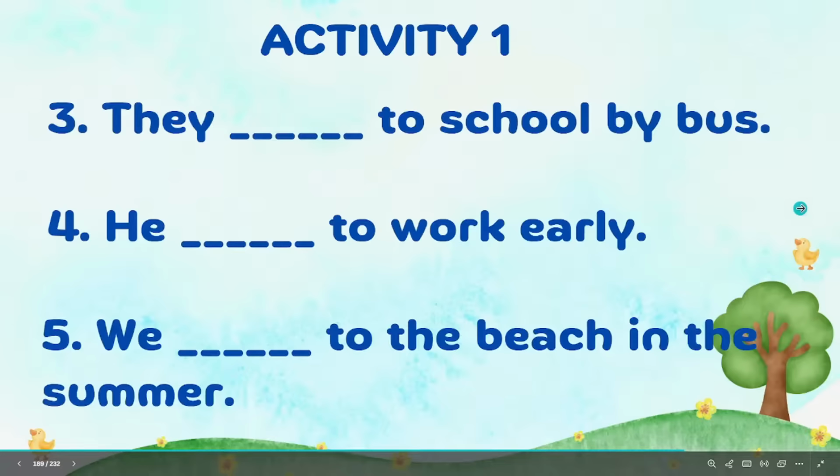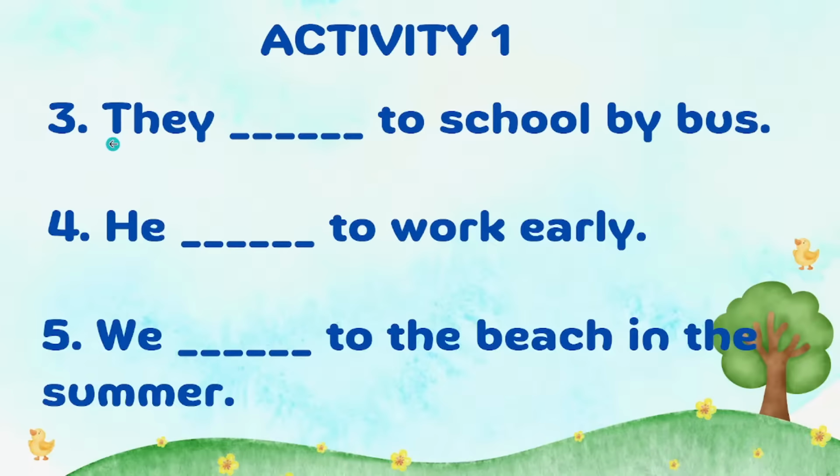Alright. Next. They. For the they, of course, there's no other irregular verb here to use. It's going only to be the word go. They go to school by bus. Okay? Alright. For the he, okay, of course, it's going to be goes. He goes to work early.